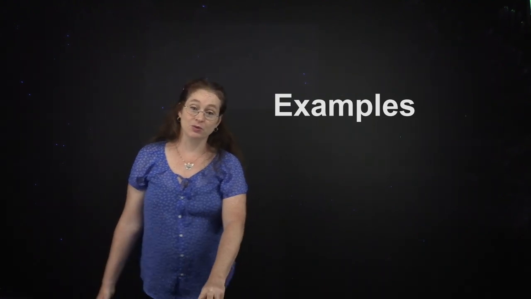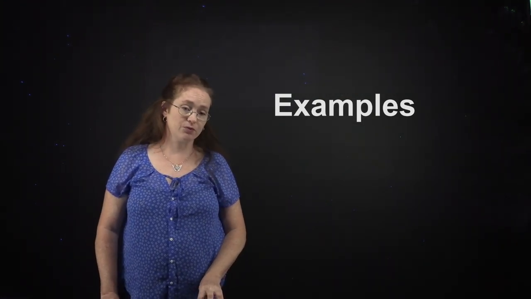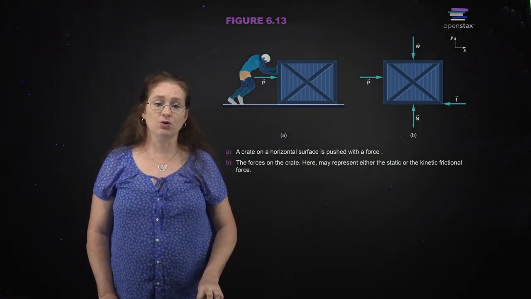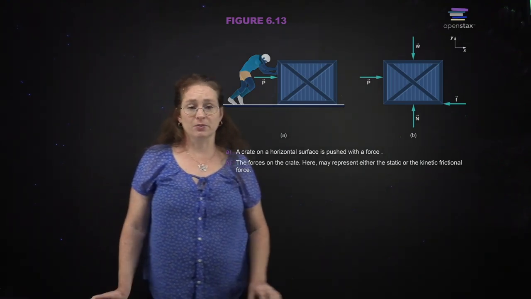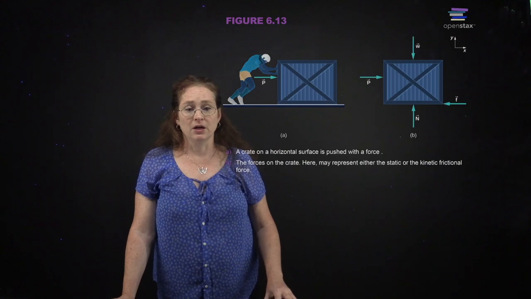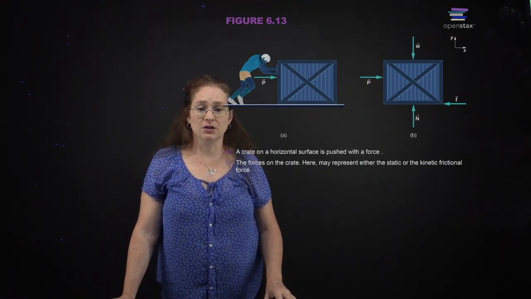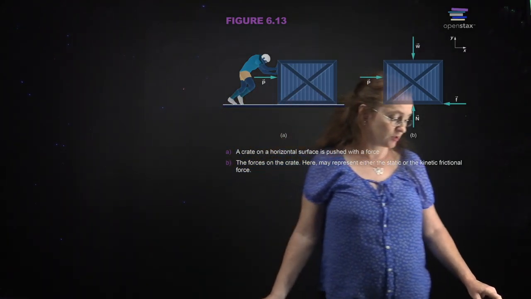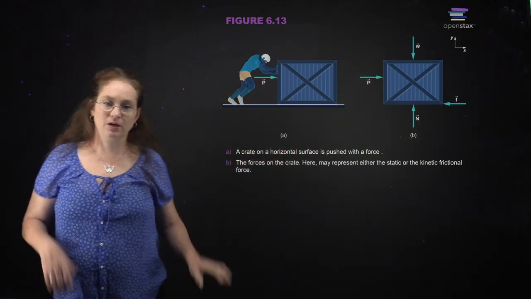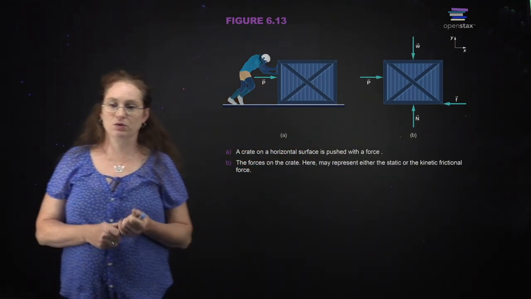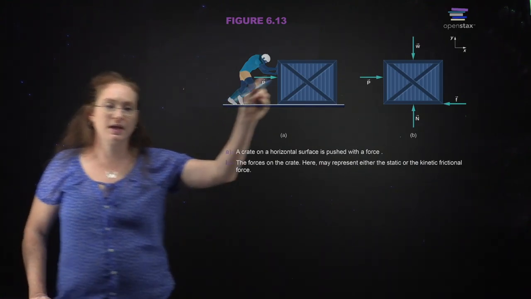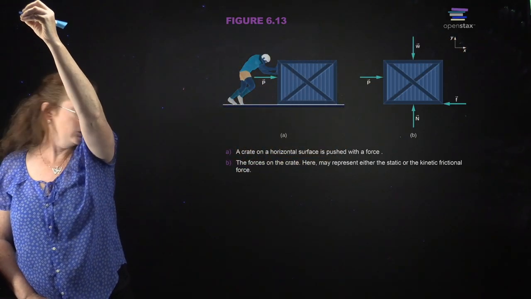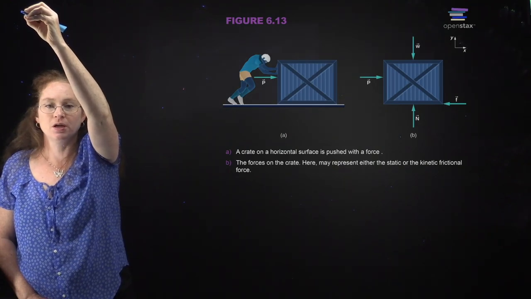All right, now we're going to move to examples for this chapter. Now you have a crate on a horizontal surface, and you're going to push with a force against the crate. You can have either static or kinetic friction. When we're modeling the pushing force, it is just something constant along the x-axis. Note here that the axis is indicated, so I can start writing down my equations.